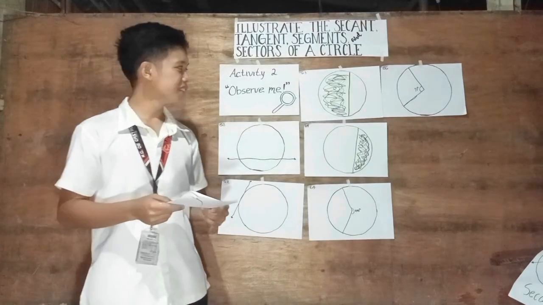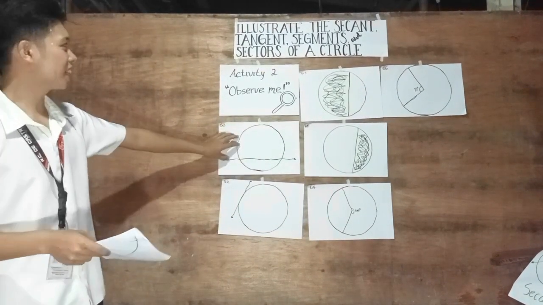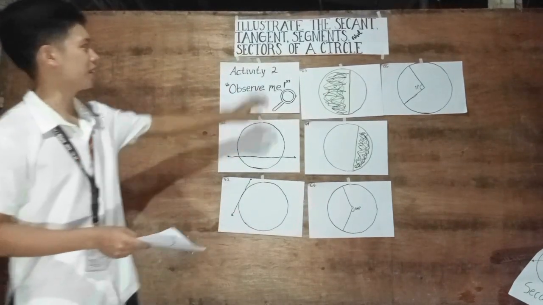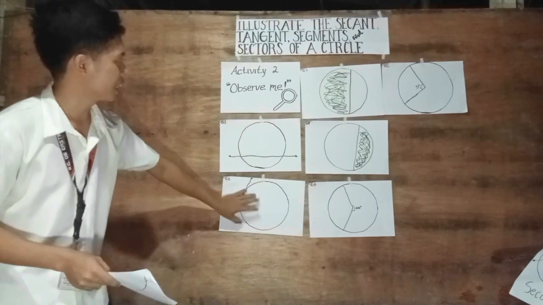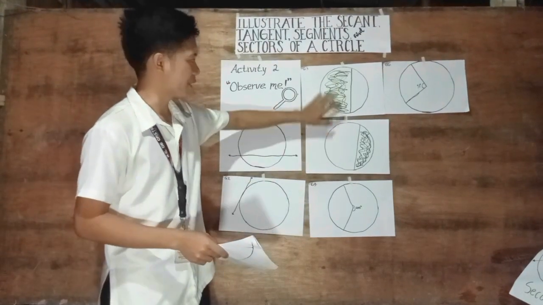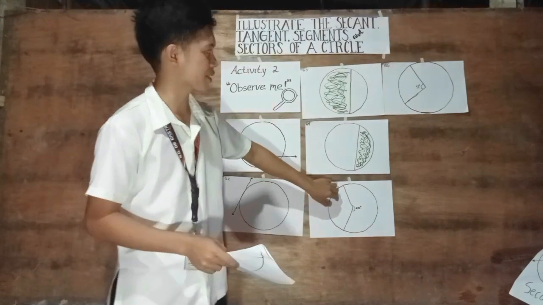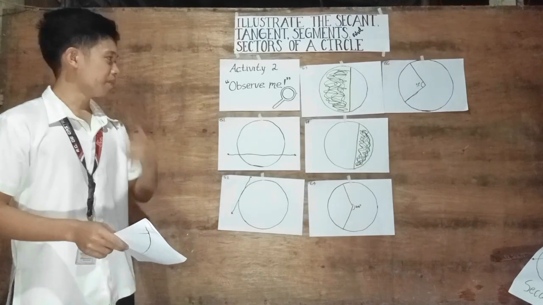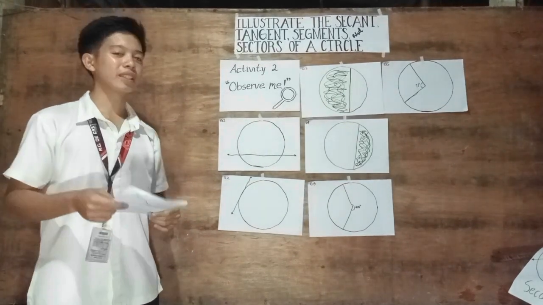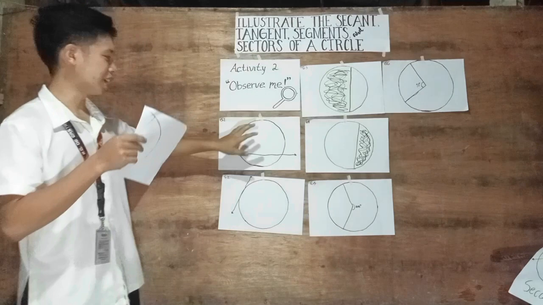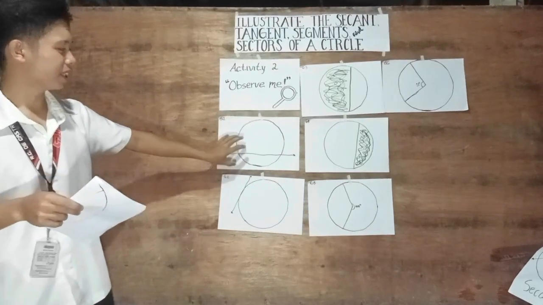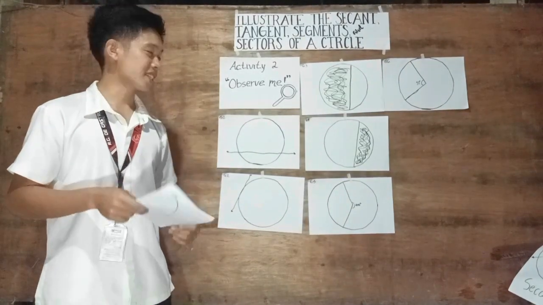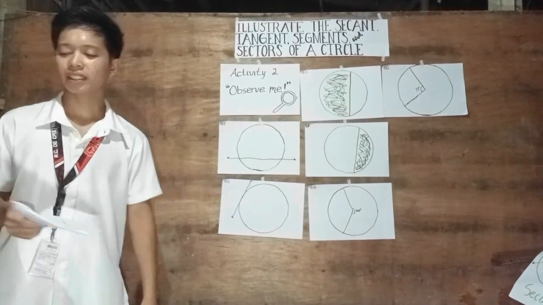Okay, very good. So this is our topic for this day, which is to illustrate the secant, tangent, segment, which is the major and minor, and sector of the circle, which is the major and minor. Later we will explain further the difference between secant, tangent, segment, and sector of a circle. So let's have a new activity.